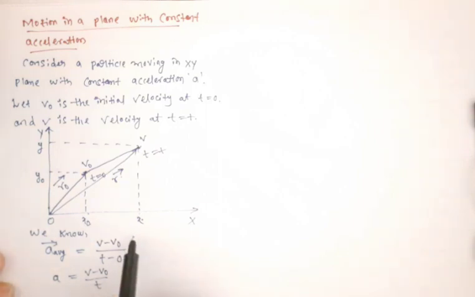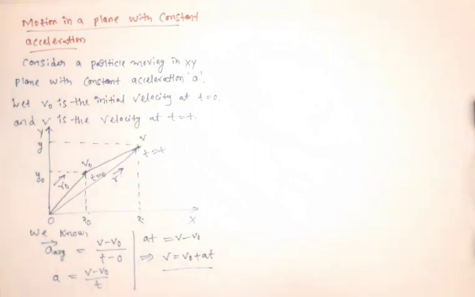From this equation, take this t here: at is equal to v minus v naught. So v equal to what do we write? v naught plus at. We already got this equation, but it has only final velocity, initial velocity, acceleration and time taken.